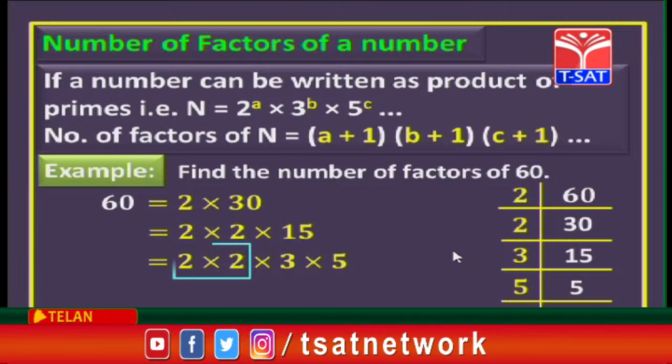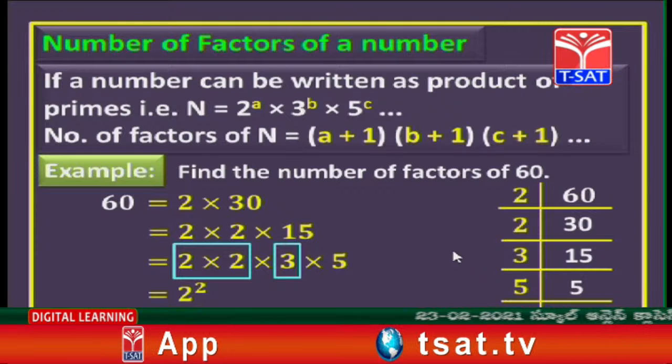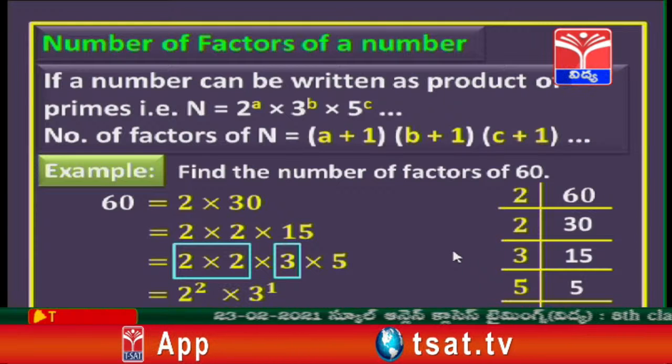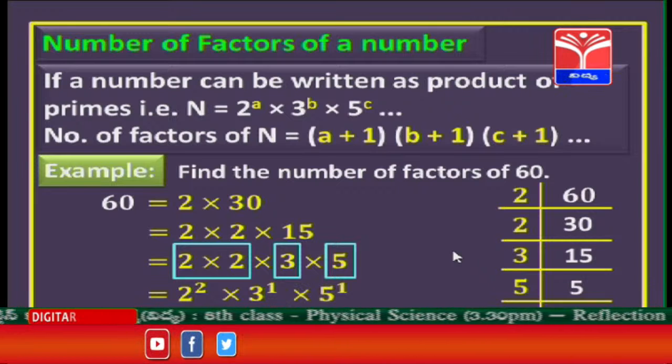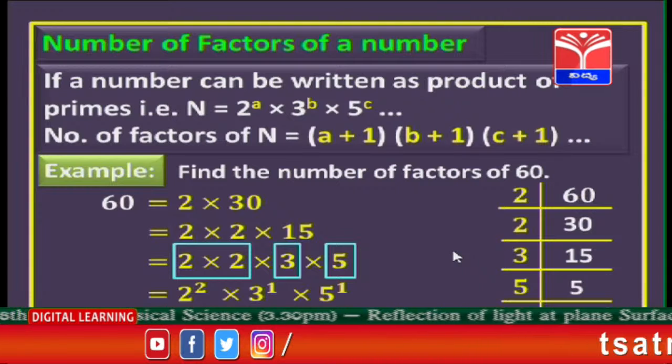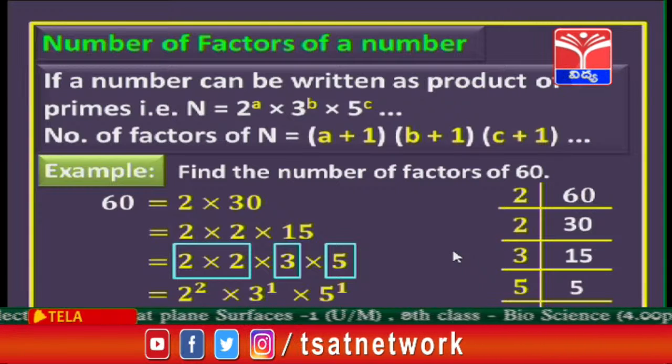If you notice here, there are two 2's, the product of two 2's. I can write it as 2 squared. Into how many 3's are there, children? Only one 3. So, I write it as into 3 to the power of 1. Now, what about 5? Yes, we have only one. So, this is also written as 5 to the power of 1. Now, we have converted this 60 into the product of prime factors.